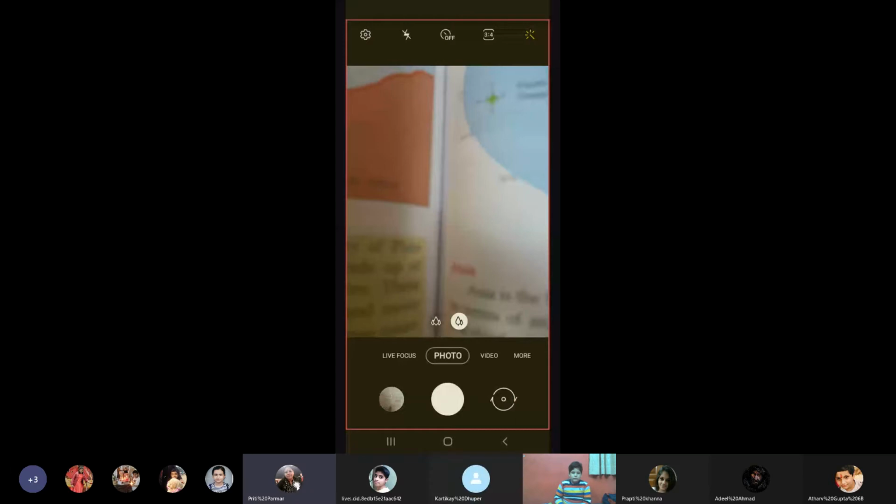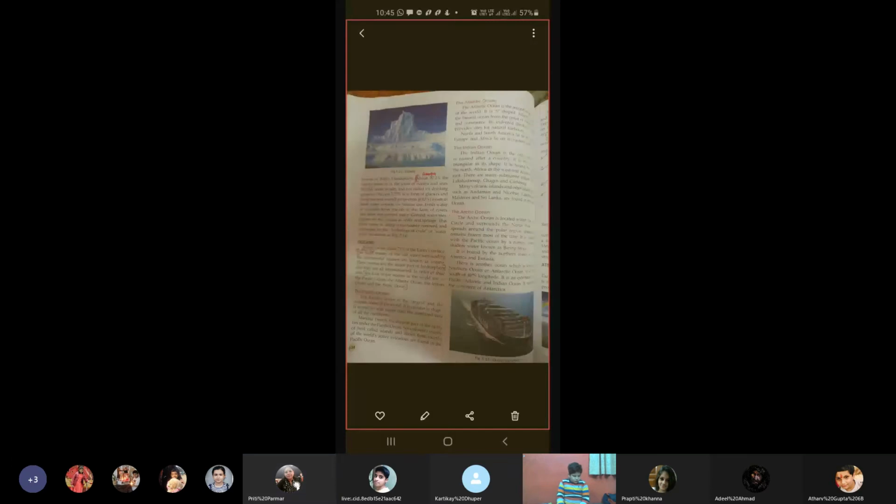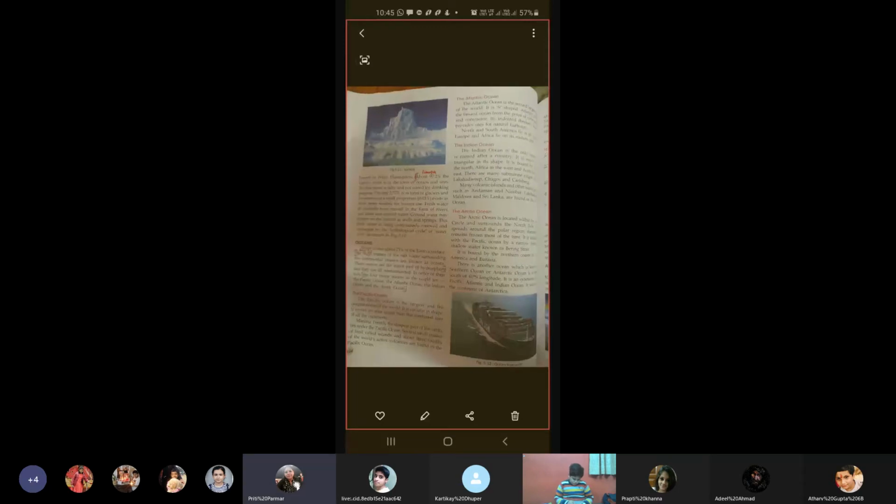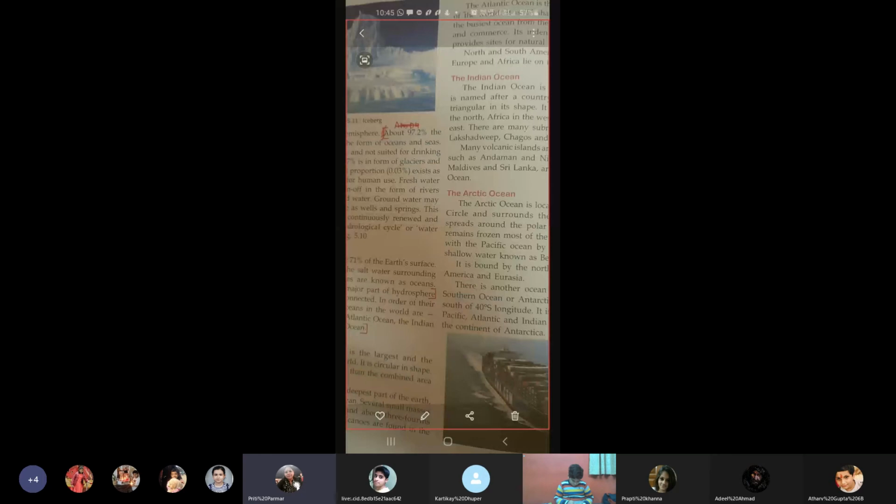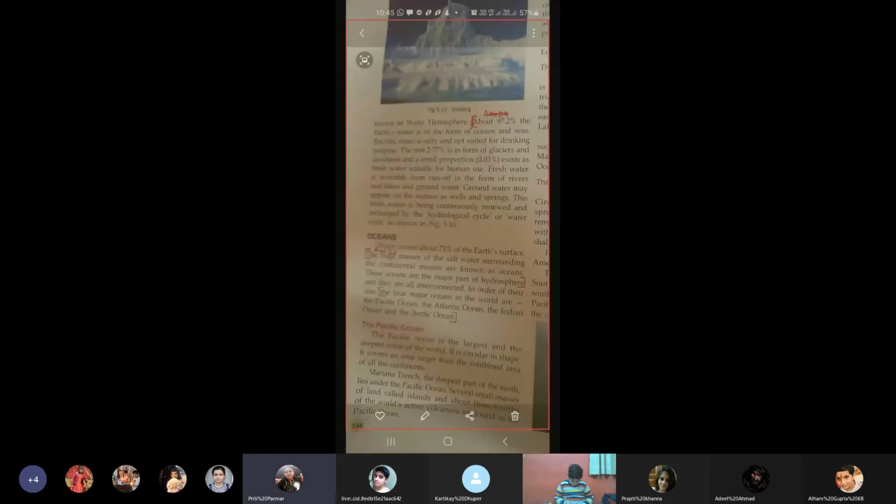So we come back to the chapter. Okay. So let's take up the Pacific Ocean. The Pacific Ocean is the largest and the deepest ocean of the world. It is circular in shape. Please underline the largest, underline the deepest. Okay, the largest and the deepest. And it is circular in shape. It covers an area larger than the combined area of all the continents. That means Pacific Ocean is so huge that if you put all the continents together, it is even bigger than that.